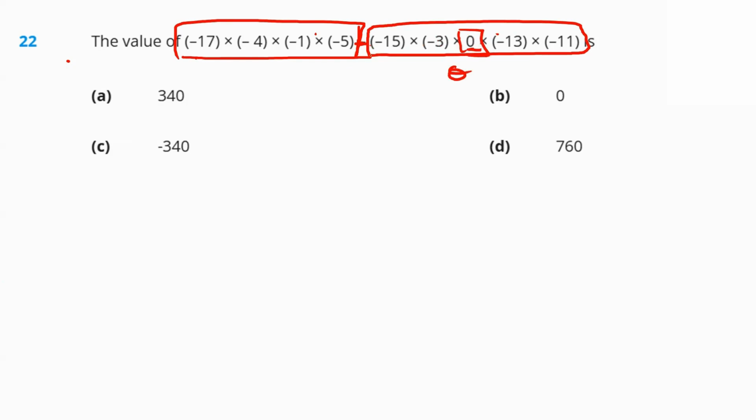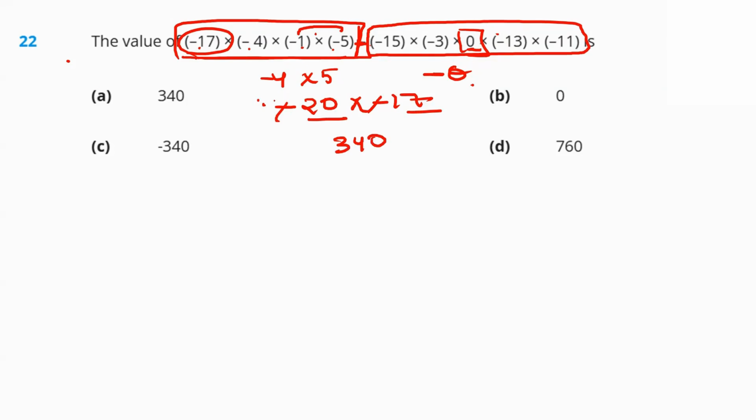So it's simple. Everything multiplied by 0 is 0. We just need this side of the expression. Minus 17 into minus 4 into minus 1 into minus 5. Minus 5 into minus 1 is 5. Multiplied by minus 4, that's minus 20. Multiplied by minus 17, minus 20 times minus 17 is minus minus plus, and 20 into 17 is 340. 340 minus 0 is 340, hence option A is the answer.